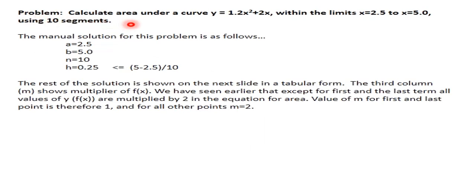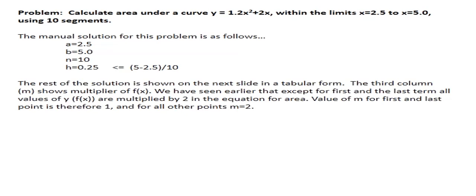So let us try to understand the solution using the trapezoidal rule using a problem. The problem is: calculate area under curve y is equal to 1.2x square plus 2x within the limits x equal to 2.5 to x equal to 5. So limits of integration are x equal to 2.5 to x equal to 5. So 2.5 is the value of a, 5 is the value of b. Using 10 segments. So the number of segments is also specified. So if this is the given problem, then we can try to solve it using the trapezoidal rule.